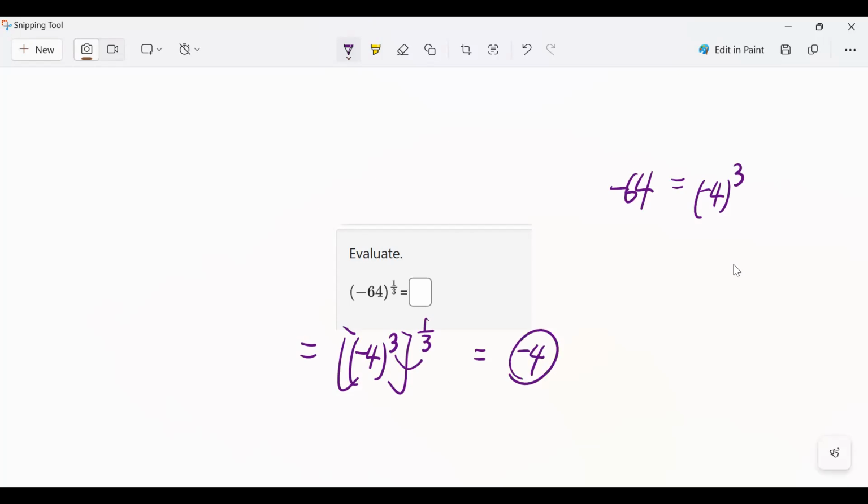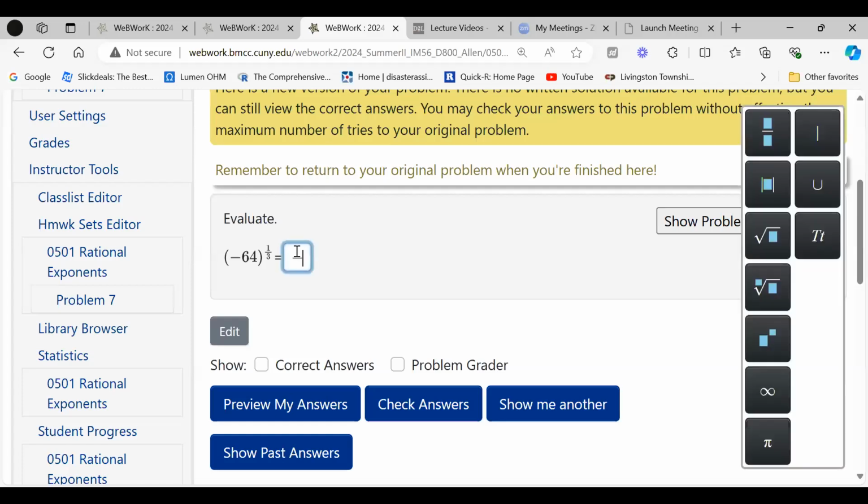I forgot to mention to you guys there are always several ways of doing this. You can either turn it back to the root or you can just stick with the exponent, right? And then cancel that, and then simplify. You always yield the same results, just a different way of looking at it. So the answer is negative 4.